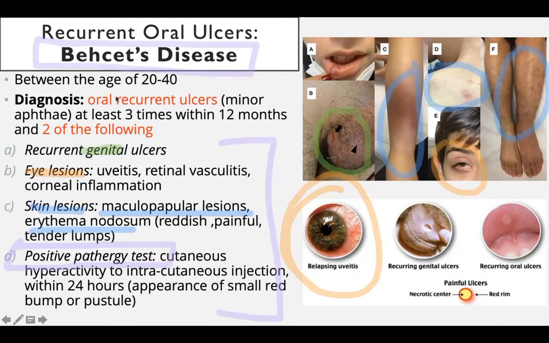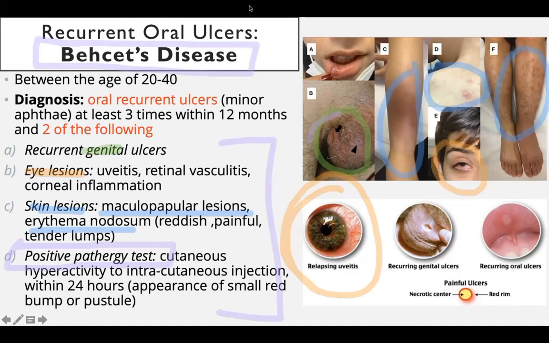Among these, you already know the oral recurrent ulcers, minor aphthous ulcer. Recurrent genital ulcers, you can see. Eye lesions, you can see uveitis, retinal vasculitis, corneal inflammation, reddish eye. And then you can see the skin lesions, which include erythema nodosum, maculopapular lesions. And the remaining is positive pathology test.